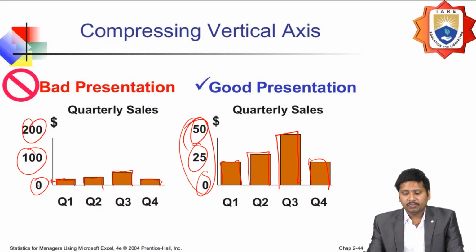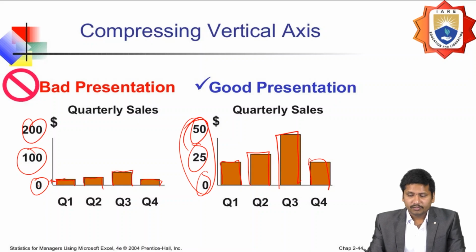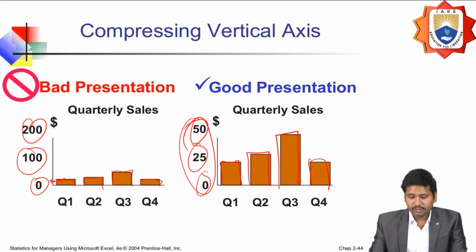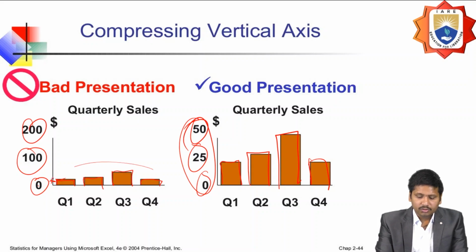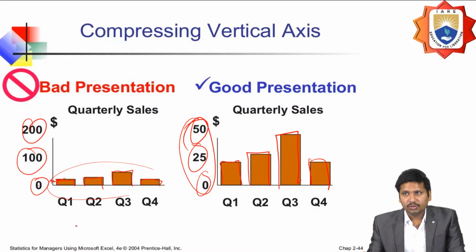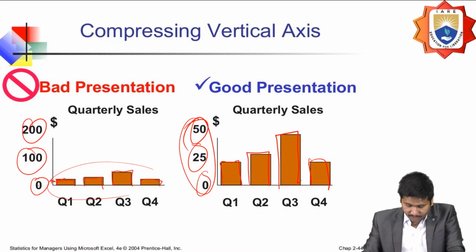For compressing the vertical axis, we are going to show a good representation. Using the same kind of example, by changing the values, how the visualization looks should be entirely different, right?